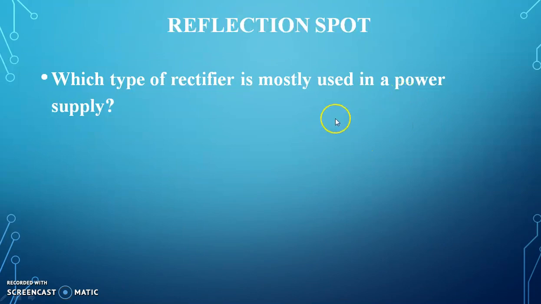So, here we have the reflection spot. In this, we will be asking you a question and we'll pause for a while. You have to think over the answer. After the pause, we'll come back to the answer. So, the question is, which type of rectifier is mostly used in power supply? We pause for a while. Yes. So we use bridge rectifier in a power supply.